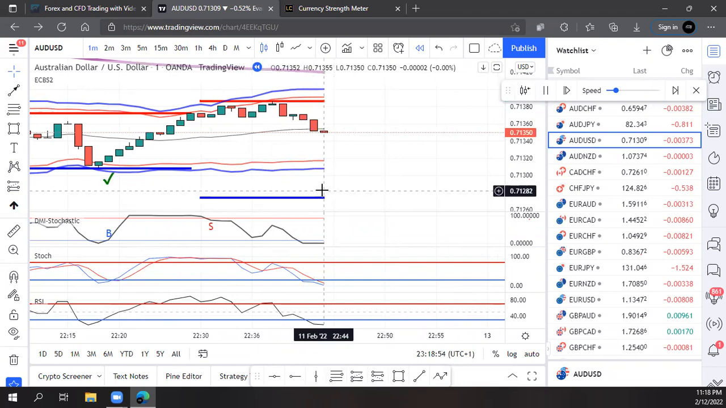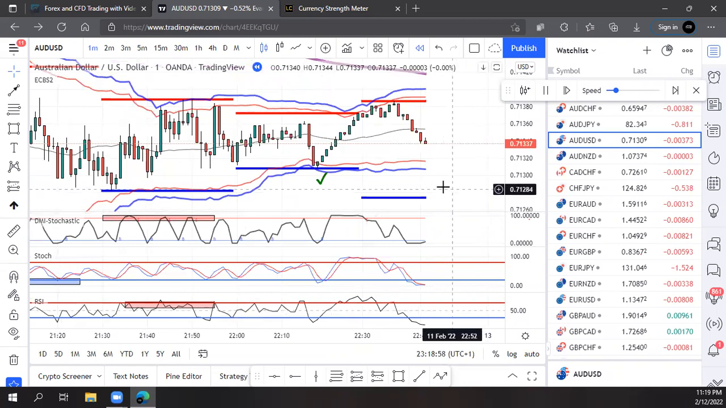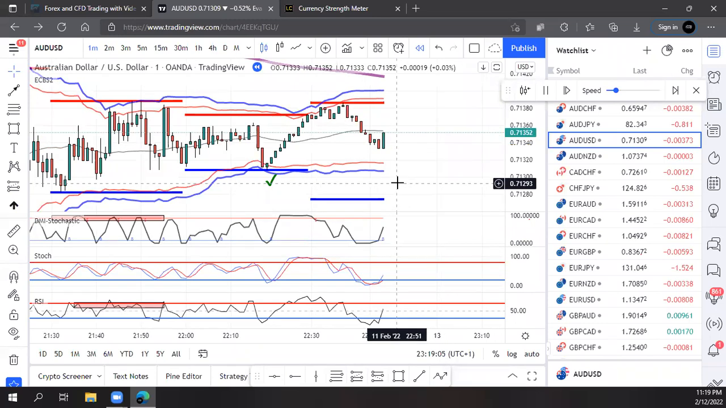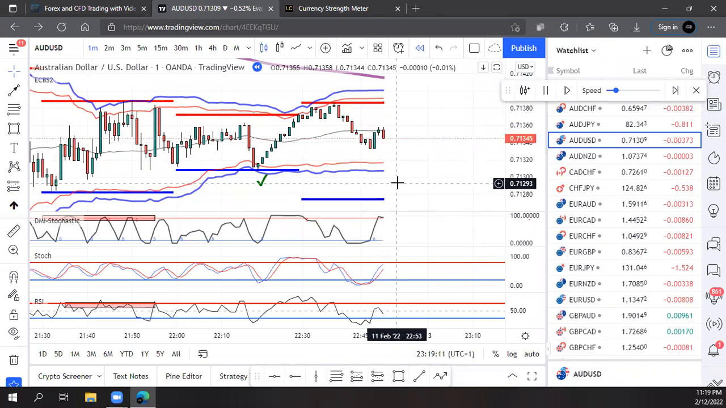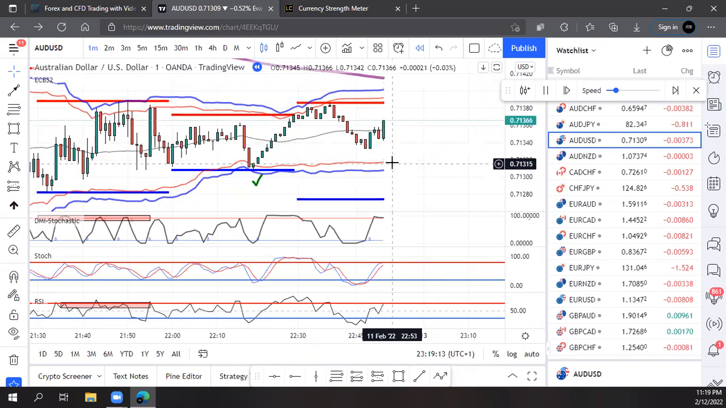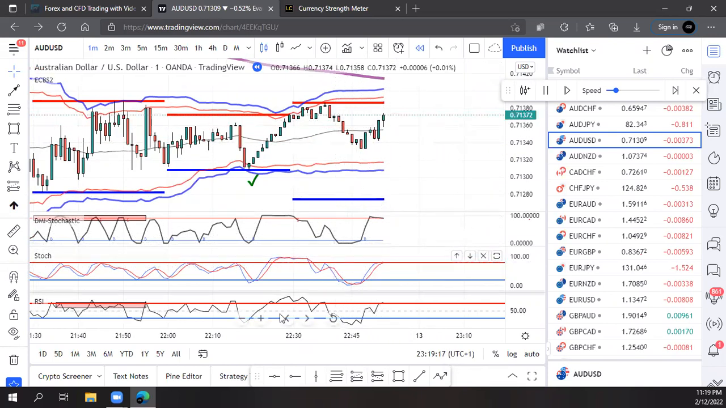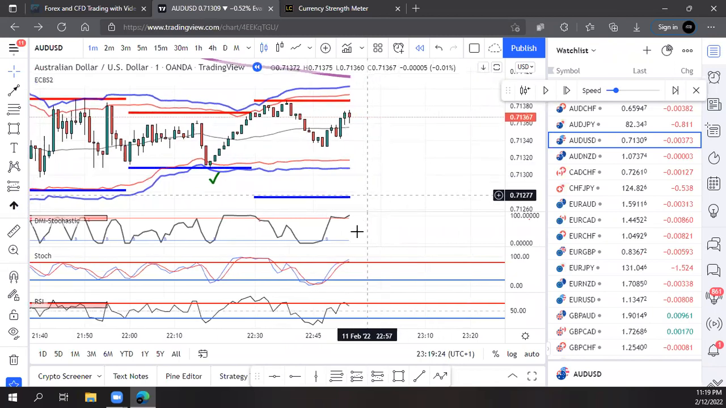What time is this? If this setup is not the one I want, I'll actually point out a good setup for you guys. I think this is going to keep on coming down. But okay, this is what I always look for. Guys, look at this. This is what I always want to look for.